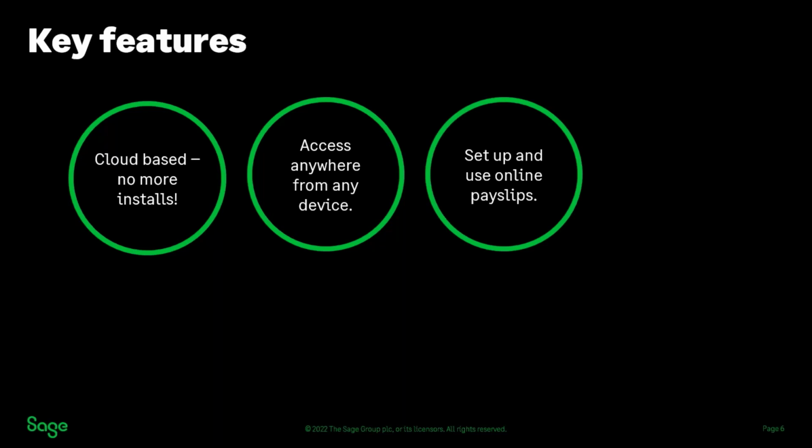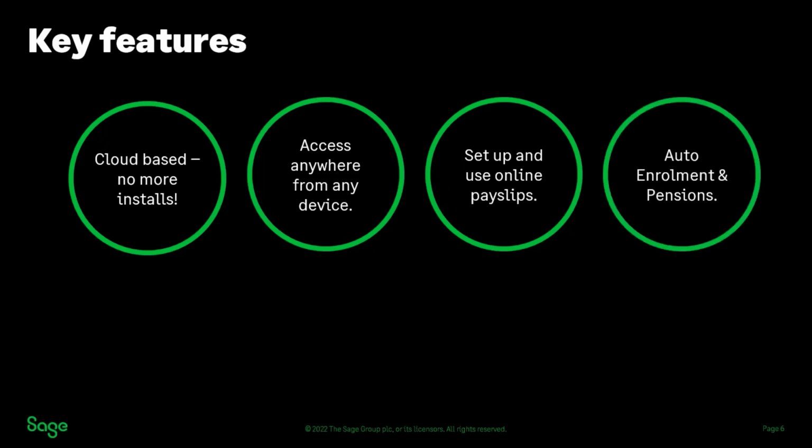Other online features include the payslips. You can set up and use online payslips for employees to access their payslips on an online portal or via a mobile app. And it comes with auto enrolment and pensions features integrated into the software, so you can be confident that anyone that needs to be enrolled into a pension scheme will be put into that scheme.